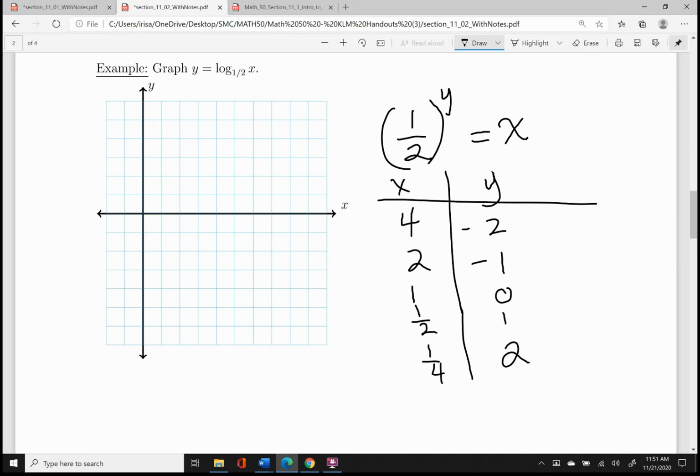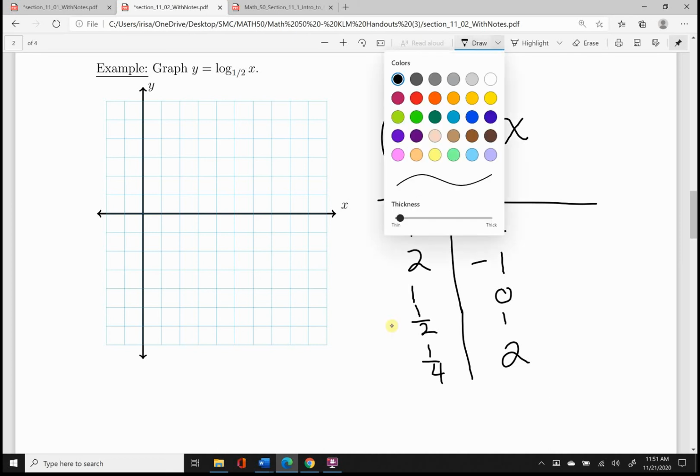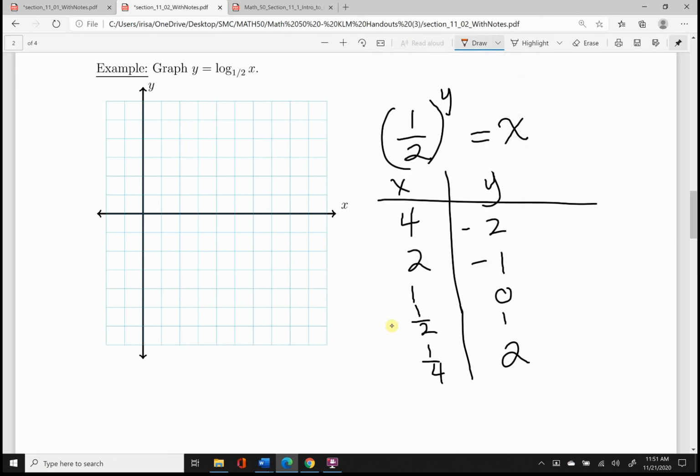Just in the interest of time, I'm going to go through those quickly. And if you have the wherewithal to calculate those on the side, by all means do so. So x being 4, I'm going to go out to 4, but then down by 2, which is right here. Here's 4, -2. Here is 2, -1. 1, 0. So we're crossing the x-axis here. 1/2 will go up by 1. And then 1/4 will go up by 2, which will be about right there.